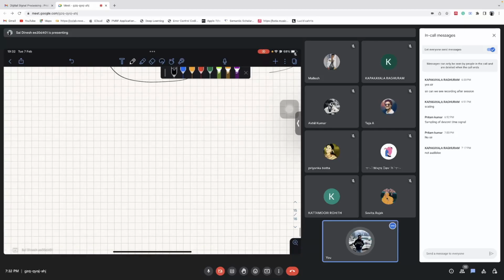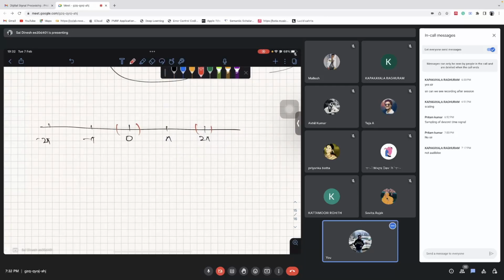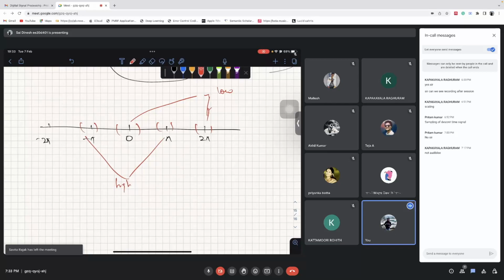Right, so let's get back to this. I was talking about 0, pi, 2 pi, minus pi, minus 2 pi. So this range of values are low frequencies, and this range of values are high frequencies. These are the low and high frequencies, the range of values of omega naught for the real and the complex cases.